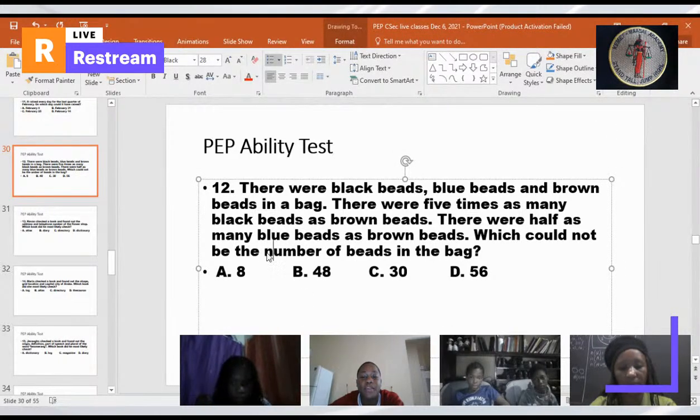All right. There were black beads, blue beads, and brown beads in a bag. There were 5 times as many black beads as brown beads. There were half as many blue beads as brown beads, which could not be the number of beads in the bag.